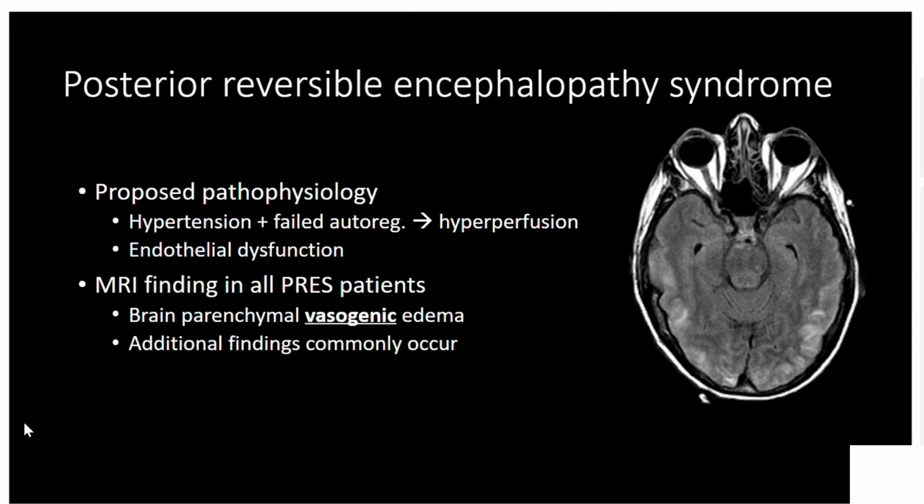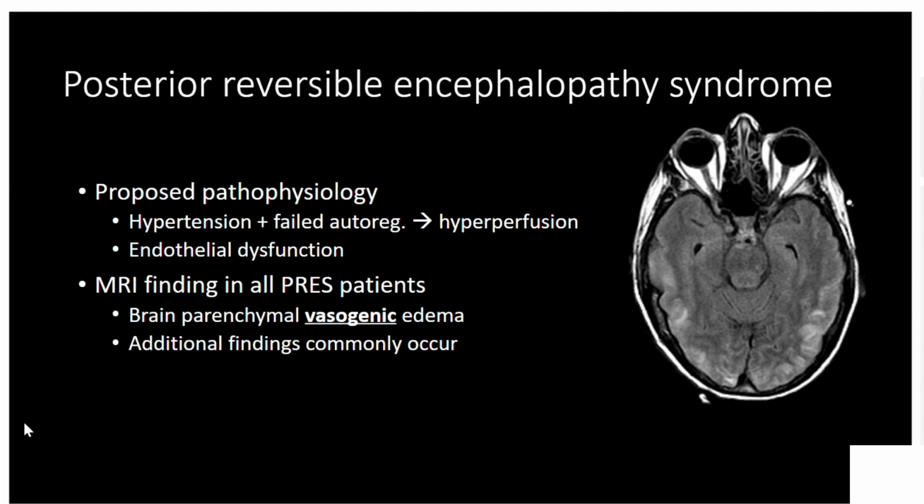100% of patients with PRES have brain parenchymal vasogenic edema. If you don't have brain parenchymal vasogenic edema, you don't have PRES. But additional findings may occur, and actually up to a third of patients are not hypertensive. So if you see something that looks like PRES and the patient is normotensive or even hypotensive, that does not exclude PRES.